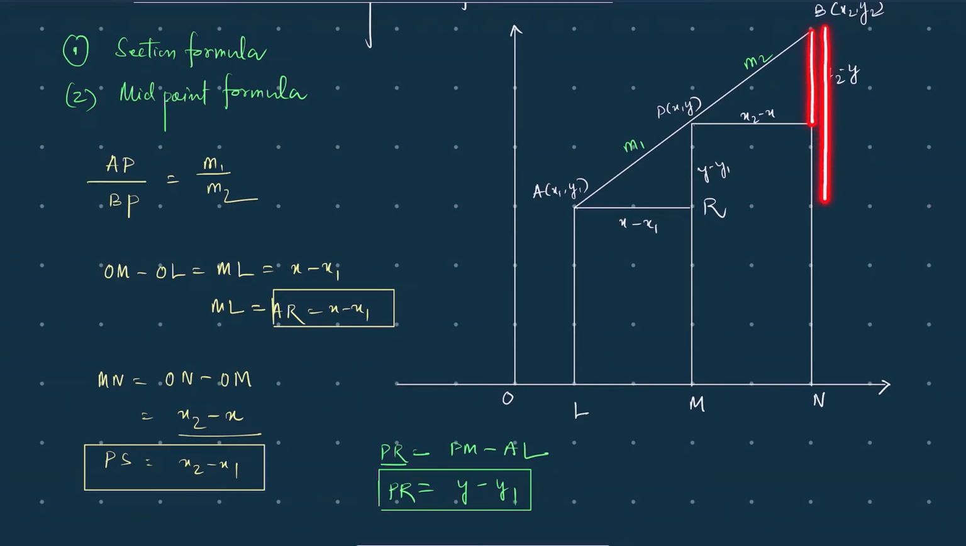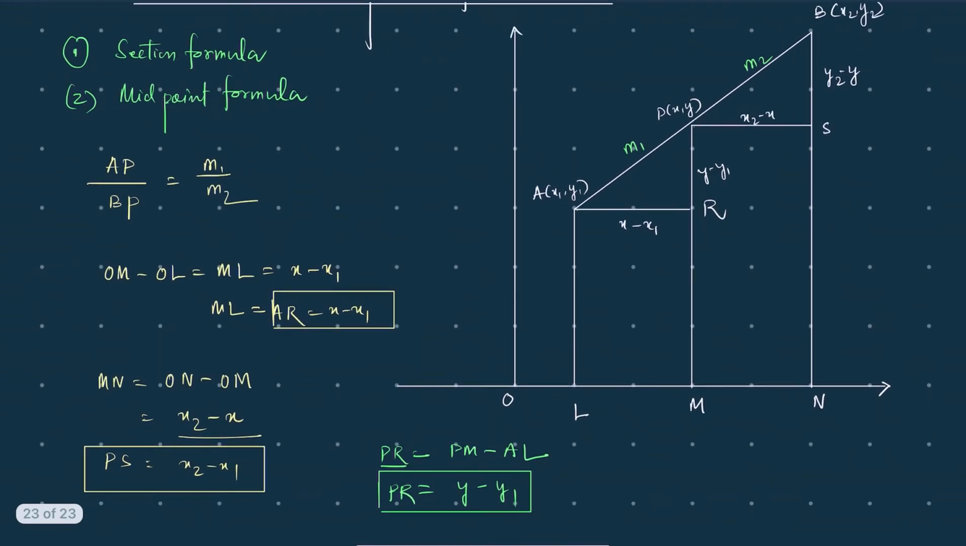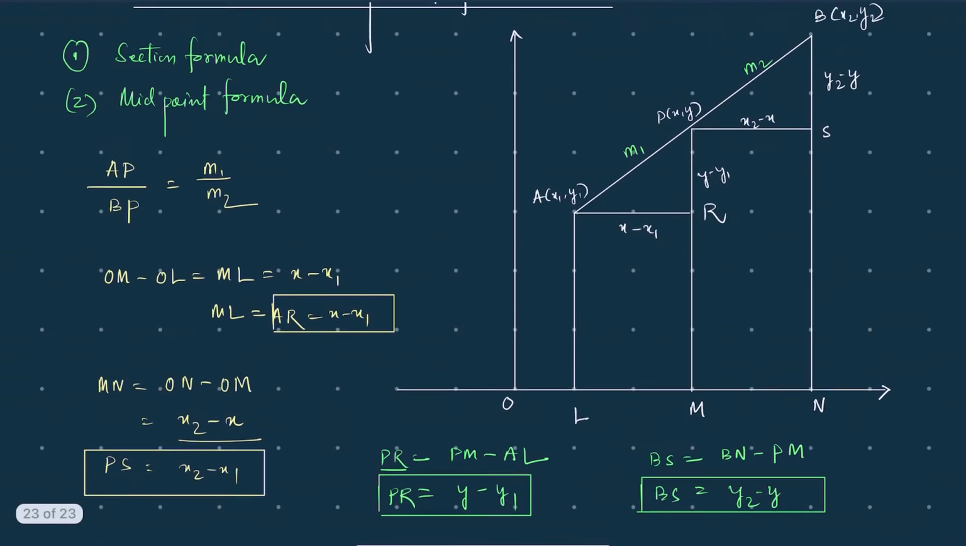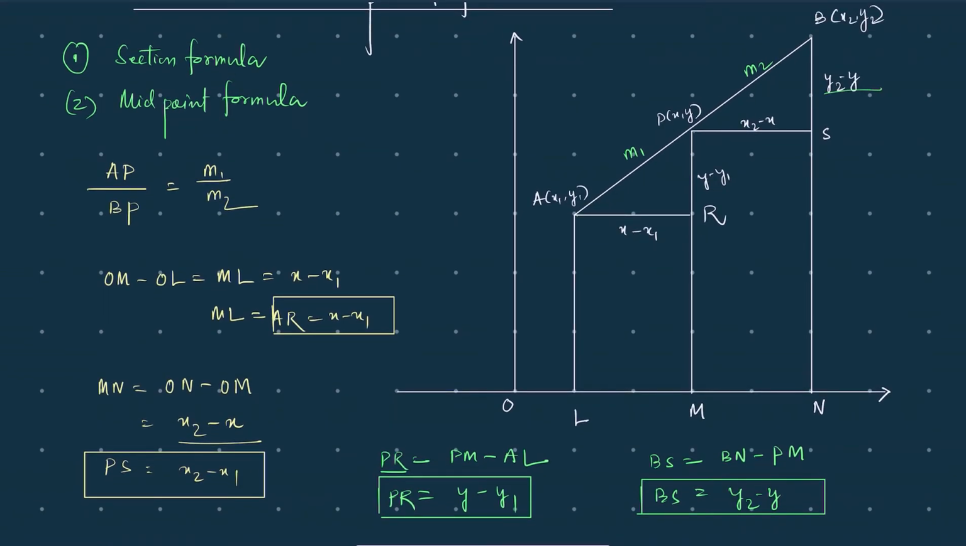Similarly we can find BS. This total length is y2, minus this which is y, so y2 minus y. BS will be equal to BN minus PM. BN is equal to y2 minus y. So BS is equal to y2 minus y. This one we have written, and this one also, and this one also. Now we are going to compare.